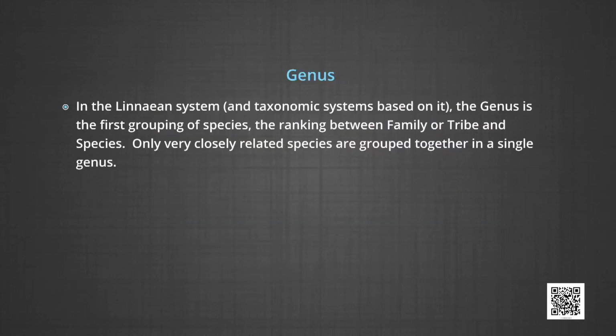Genus. In the Linnaean system, the genus is the first grouping of species, the ranking between family or tribe and species.